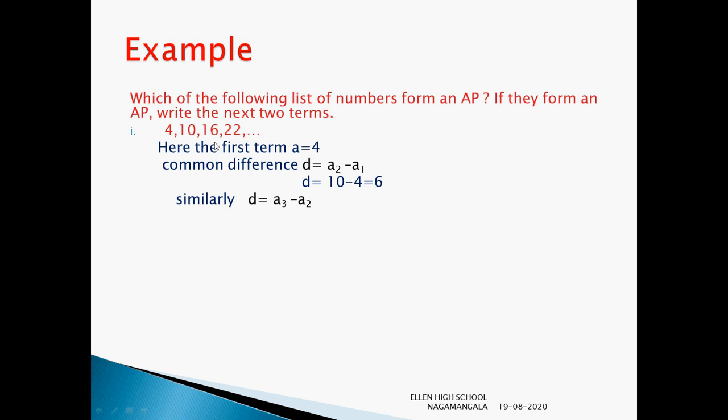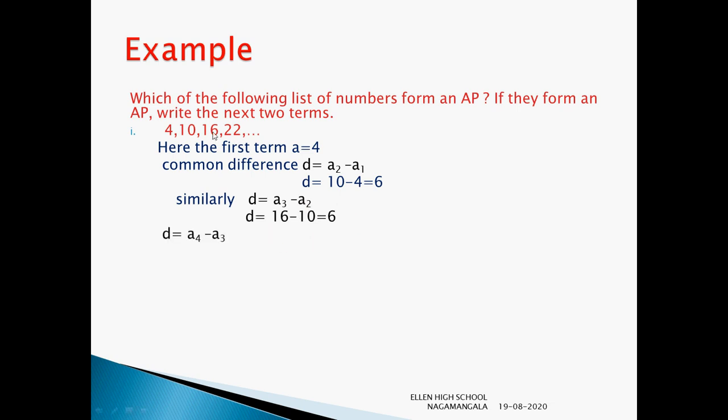That means third term minus second term. See here, third term minus second term. Third term is 16, second term is 10. So 16 minus 10 equals 6. Here we are getting 6. For the first two terms the common difference is 6, and for the second two terms the common difference is 6. That means the common difference is same here.